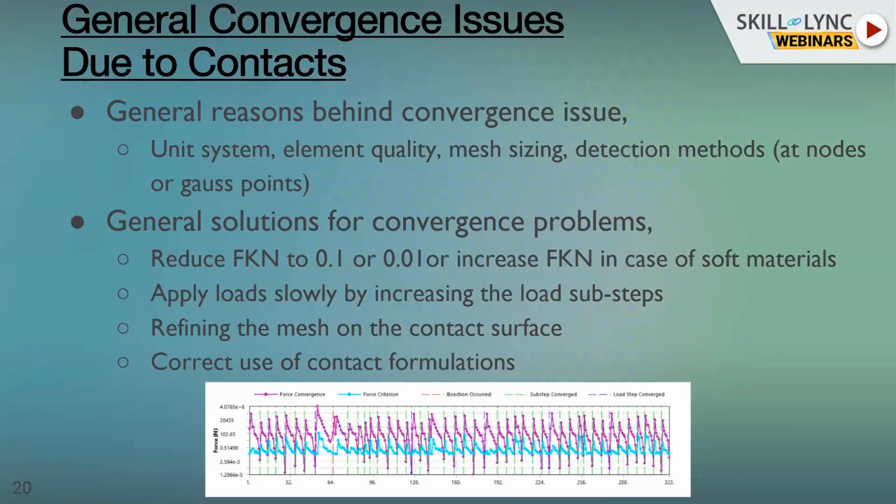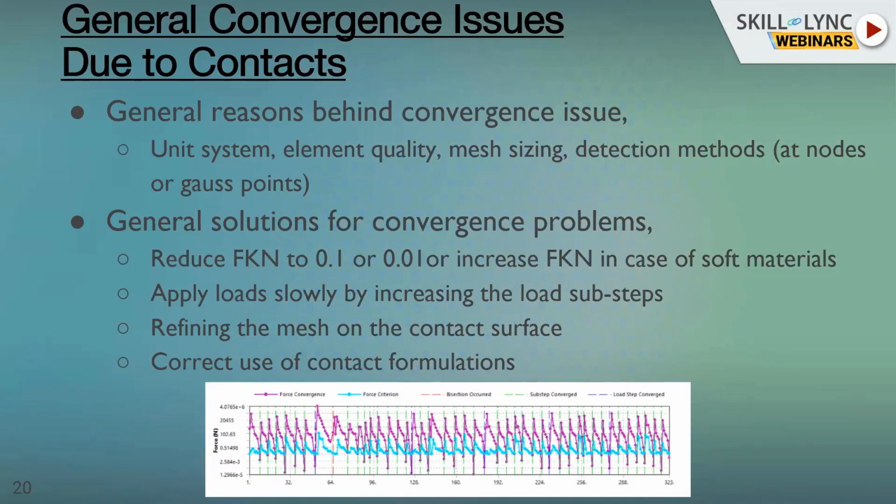Then the detection methods. When one node or one Gauss point on one body or element comes in contact, how does it try to find the respective Gauss points or nodes on the other surface? Detection methods differ based on the software. In Ansys you can check on the Gauss points. In Abaqus also you can check Gauss points to Gauss points, or nodes to nodes. Anything is fine. Those techniques also affect the solution accuracy or the convergence issues in contacts.